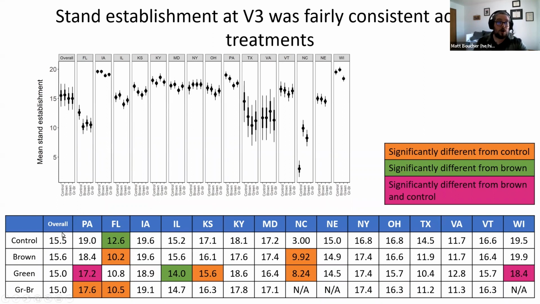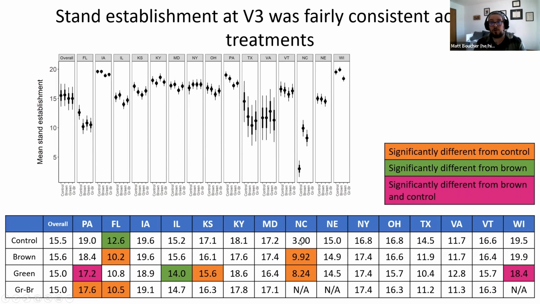So here in our overall model, down here on the left, you can see there is no overall differences, but again, those differences do vary by state. And so this is at V3. And so the colors here in this table indicate significant differences from the control, significant differences from brown, and then significant differences from both control and brown. So if you take PA down here, it has a significantly lower stand establishment than both the control and the brown. However, most states, that's really not the case.